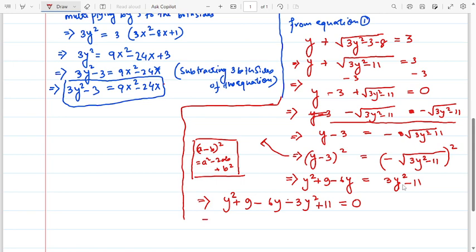So now let's simplify this. We have minus 3y square plus y square. It will become minus 2y square minus 6y. And then we have 9 plus 11. It will be 20, equal to 0.